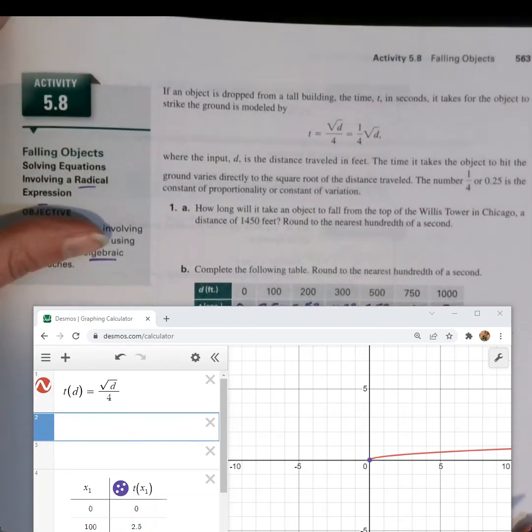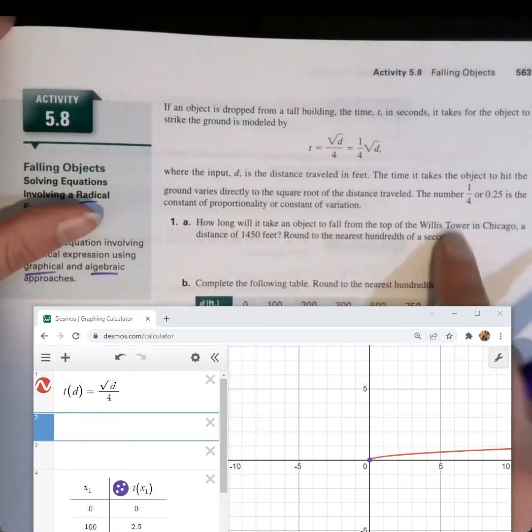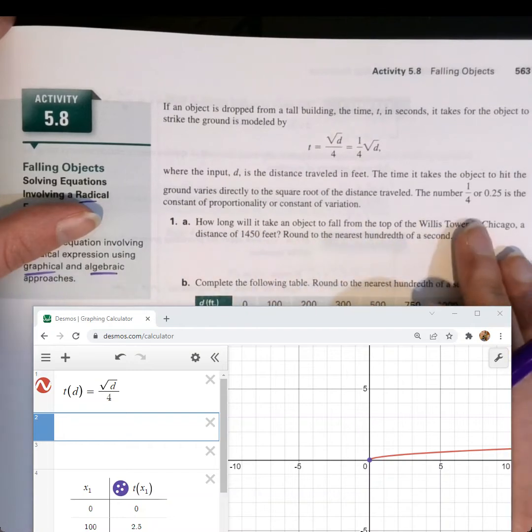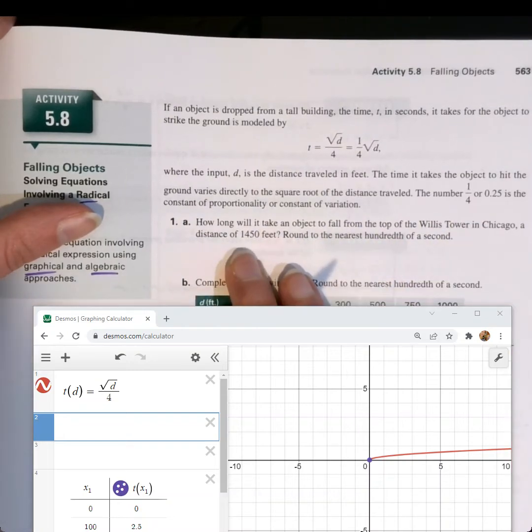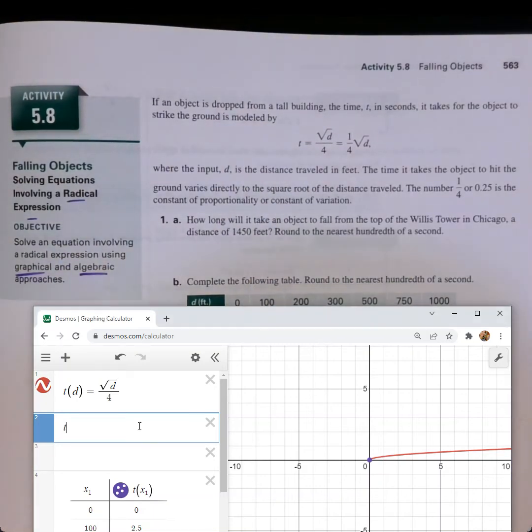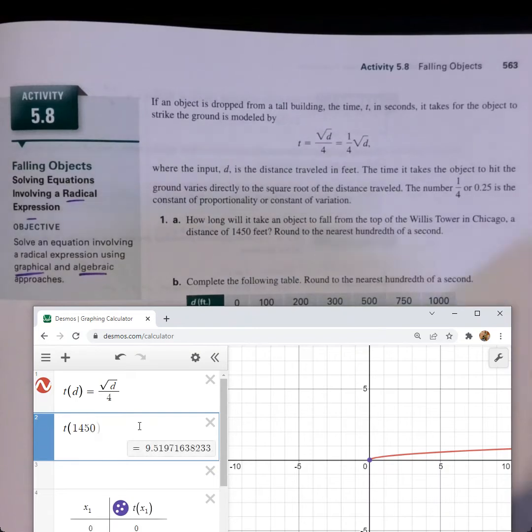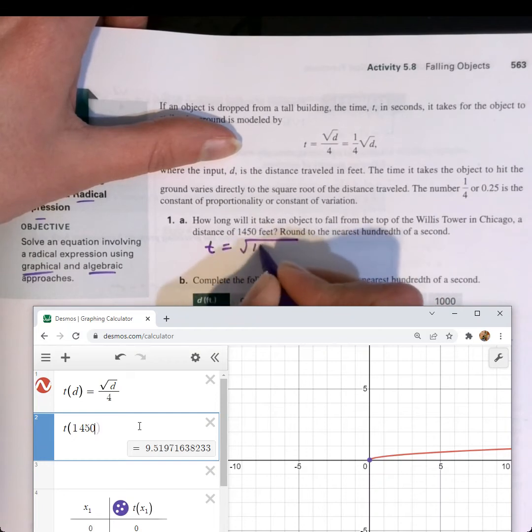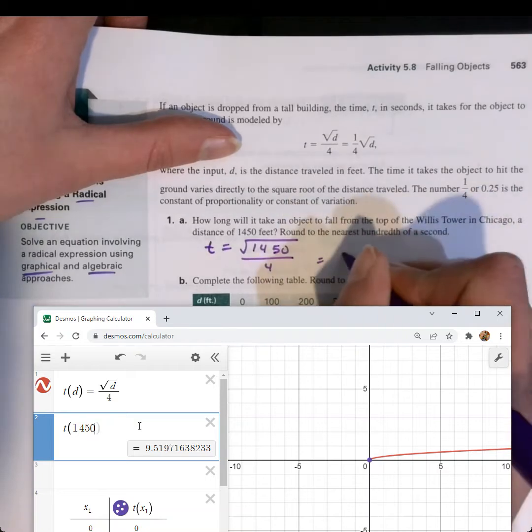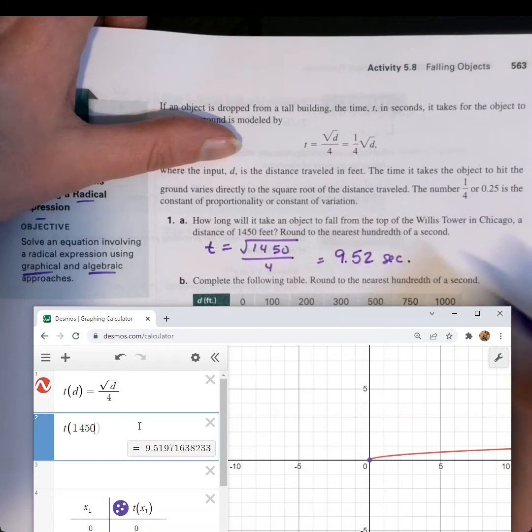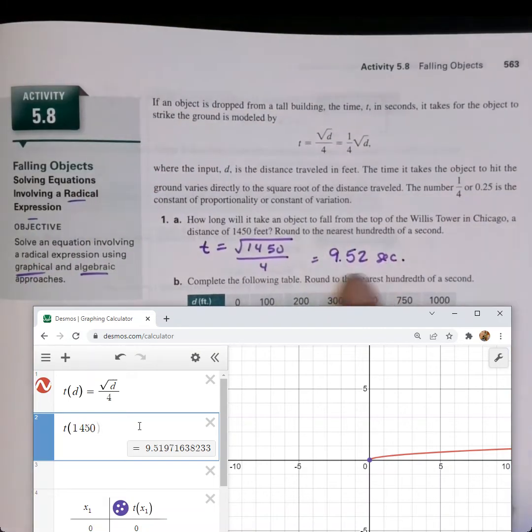The first question they ask us is how long, in answer to time, it's going to take for an object to fall a distance of 1,450 feet. So we're going to take our function t and plug in 1,450 feet. So t equals the square root of 1,450 divided by 4, which comes out as 9.52 seconds. Round to the nearest hundredth of a second, so 2 places as I have done.